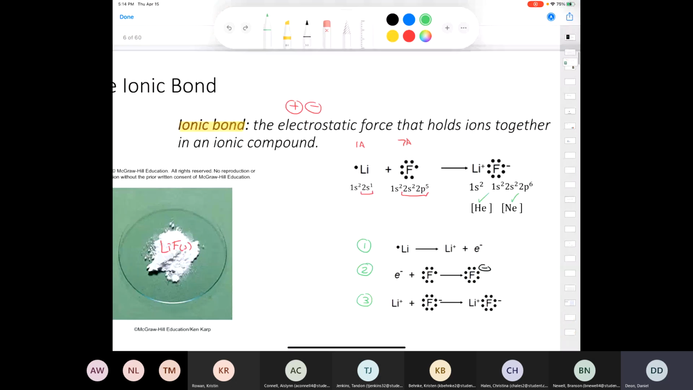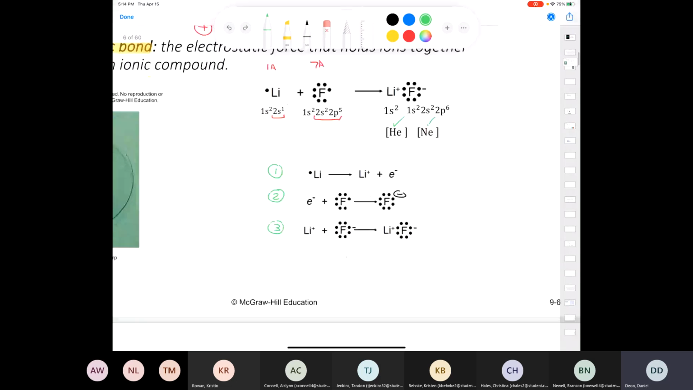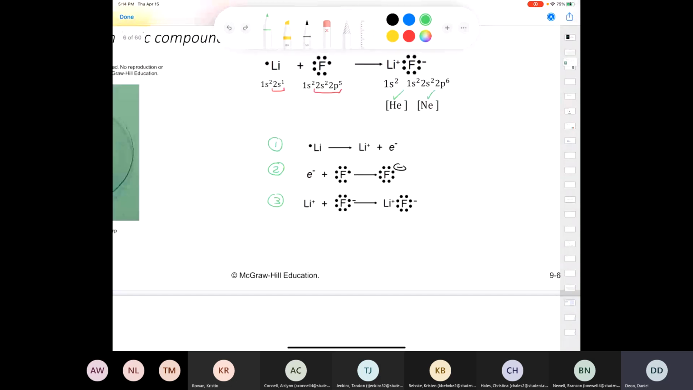What's an ionic bond? It's an electrostatic force between a positive and a negative charge, a cation and an anion. So those are going to come together to form our ionic compound. If you tally up these 3 reactions, these 3 steps that I have over here, the electrons are going to cancel, the lithium cation is going to cancel, the fluoride anion is going to cancel, and what are we left over with at the end?